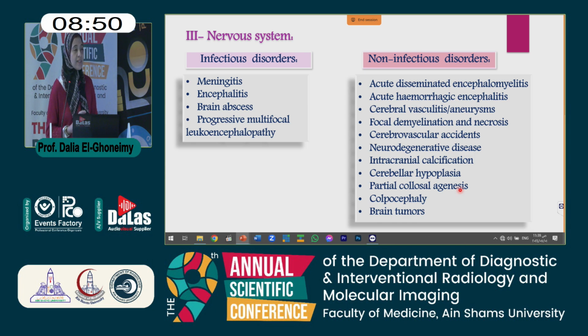Cerebral vasculitis and aneurysm, and this is also seen with hyper IgE syndrome, focal demyelination, necrosis, cerebrovascular accident, neurodegenerative disease like in patients with ataxia telangiectasia, intracranial calcification like in patients with Aicardi-Goutières syndrome, which is one of the interferonopathies, a systemic autoinflammatory disease, cerebellar hypoplasia like in patients with ataxia telangiectasia, partial callosal agenesis like in patients with DiGeorge syndrome, colpocephaly, and brain tumors.